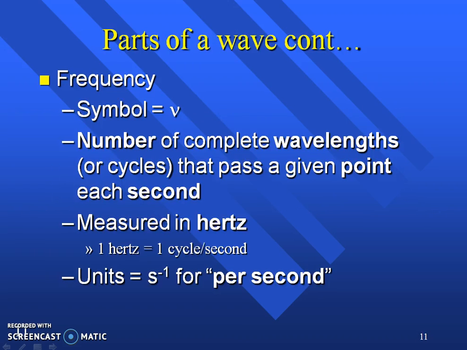Okay, so parts of the wave continued. Frequency, again, looks like a V like velocity, but it really is the Greek symbol nu. It's how many times a wave can go through a particular cycle or a given point. That's why it actually has two units. One is called the hertz, but you don't see that as often as per second, or s to the negative 1, because that's really the true unit that you're going to use to cancel out when you're dealing with the speed of light and the equations.